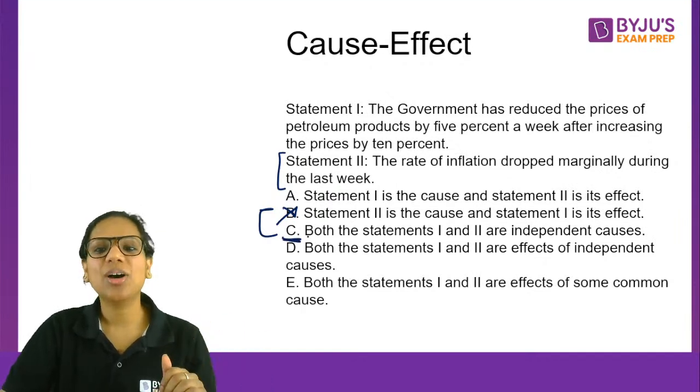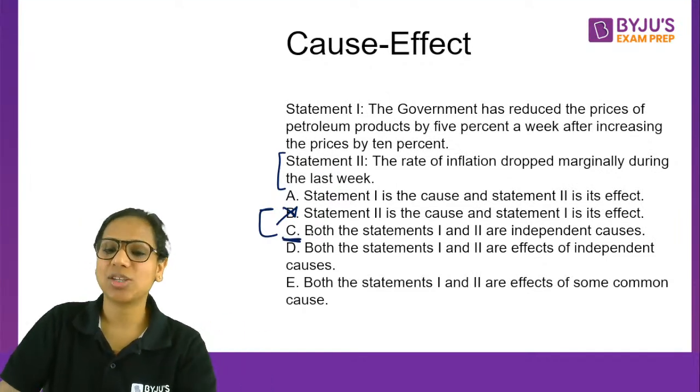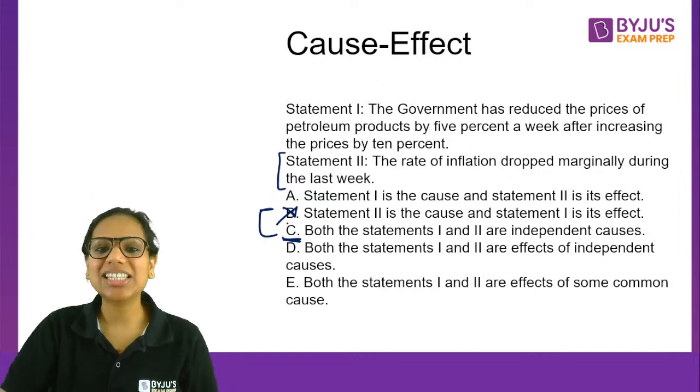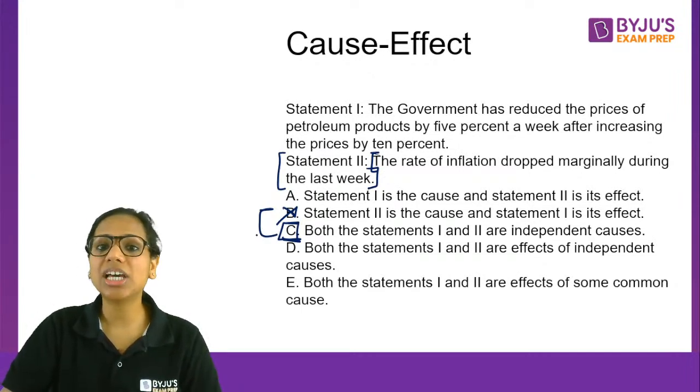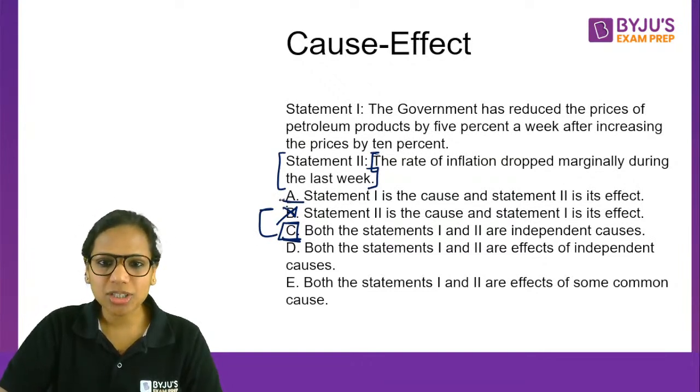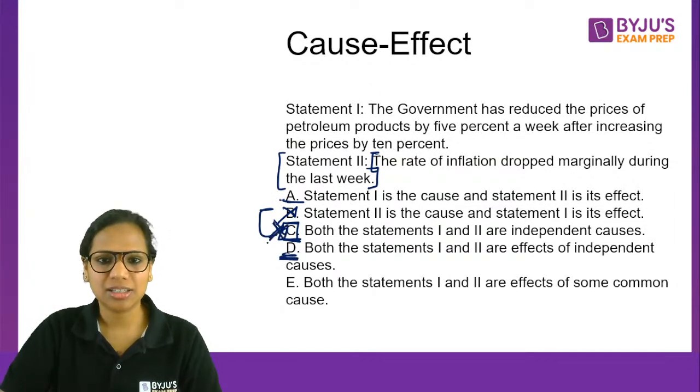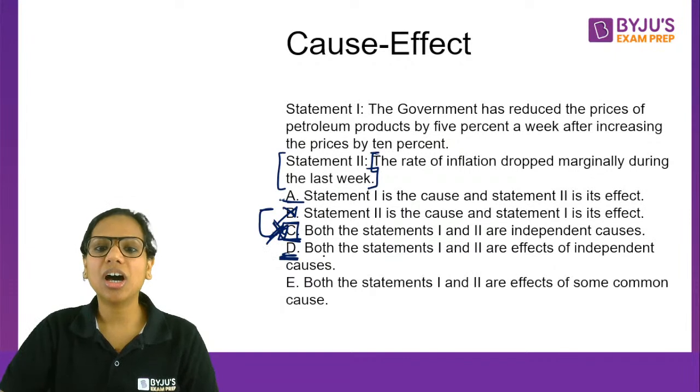Now look at C. Both are independent causes. What did I tell you? That this is rarely the answer, in just 0.01% of the cases, because it is very difficult to frame standalone statements in such a way that they clearly look like causes. So in case you feel they are unrelated, not that related, then you will mark option D and not C. Okay, so either D or E.